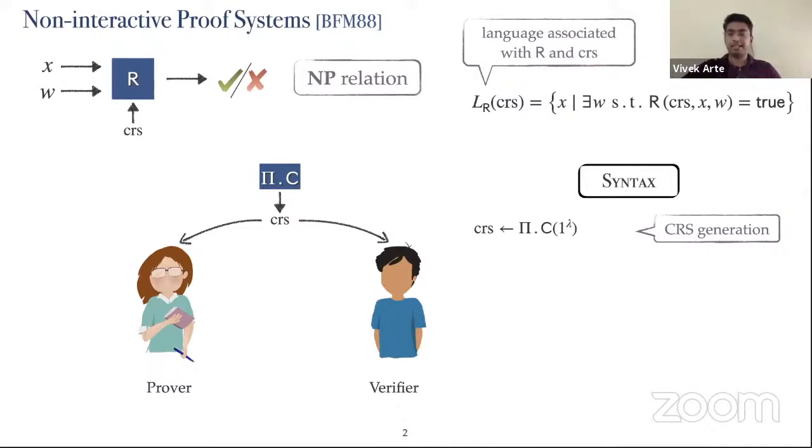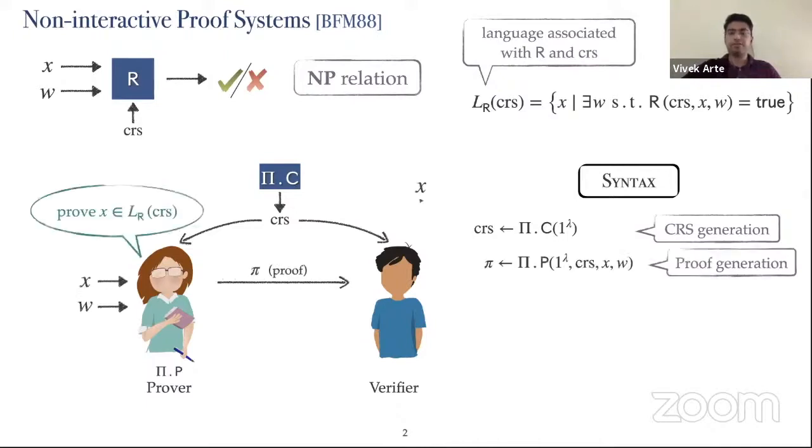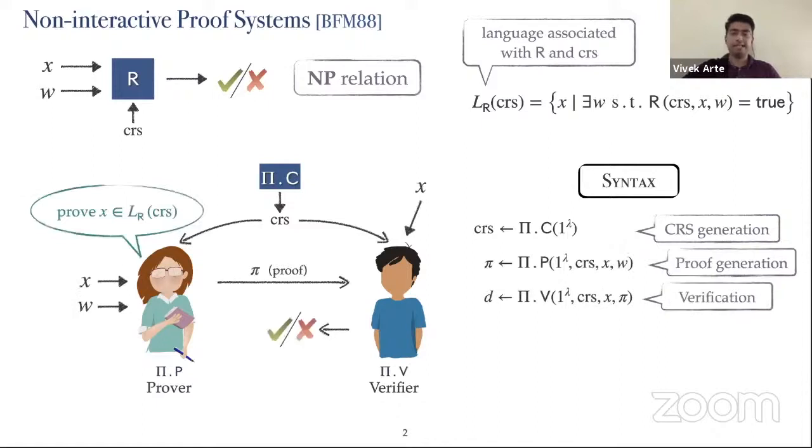The prover has a statement and a witness, and the goal of the prover is to convince the verifier that the statement X is in the language. In order to do this, the prover runs the proof generation algorithm and sends a generated proof to the verifier. The verification algorithm is then used to decide whether the proof is valid or not. Various properties such as completeness are required of these proof systems.